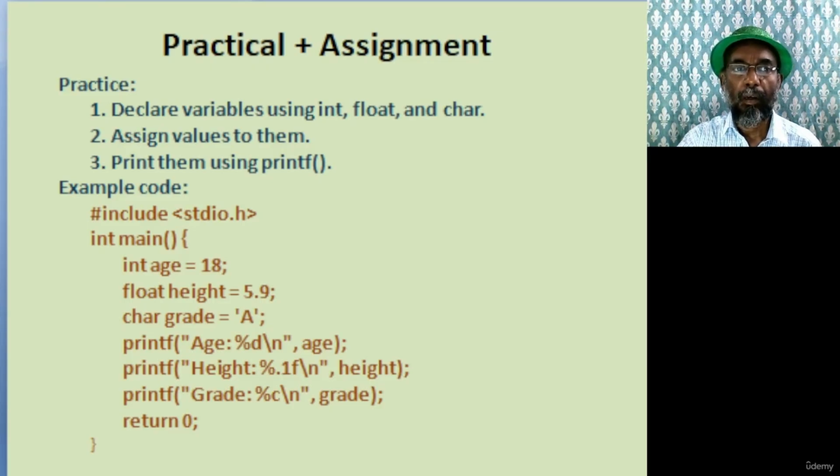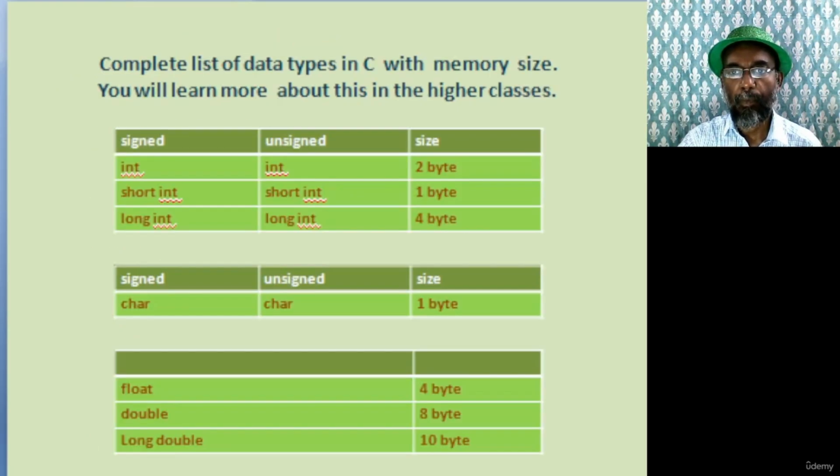This is real C programming. You are now talking to the computer in its language, clearly, logically, and precisely. This is a complete list of data types in C with memory size. You will learn more about this in the higher classes.